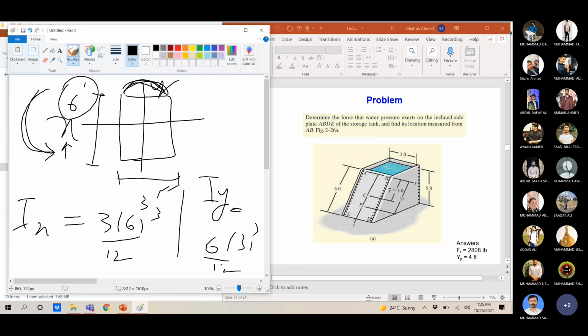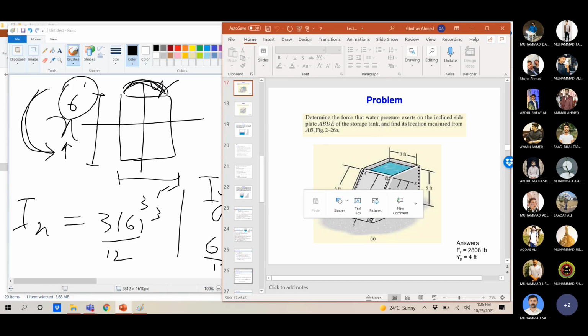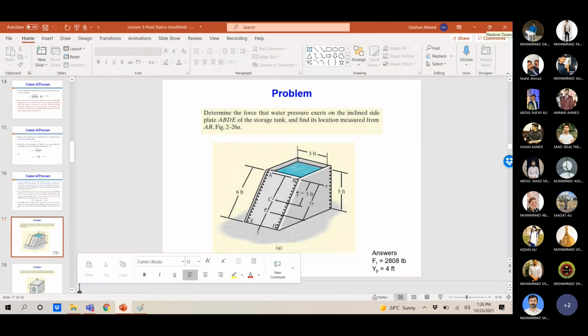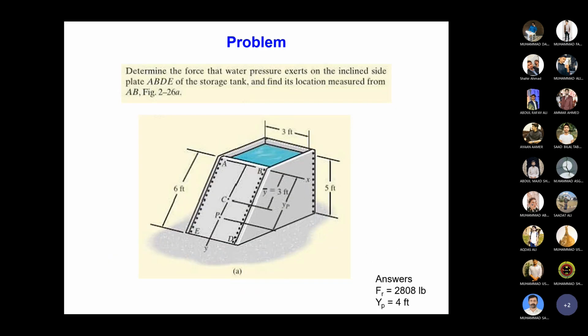Now in the figure of the problem, if I say find the moment of inertia about the x-axis, the x-axis is here. So the base would be 6 feet, and we will take the cube of 6 feet. However, if I want to find the moment of inertia about the y-axis, then we take the cube of this side. Is it understood? Yes sir, it is clear.